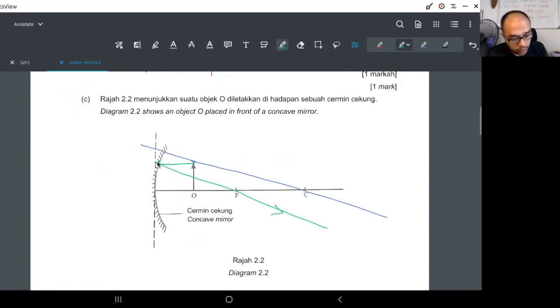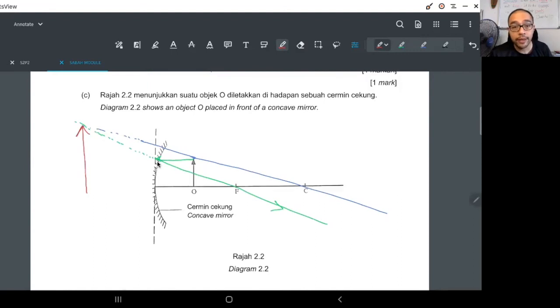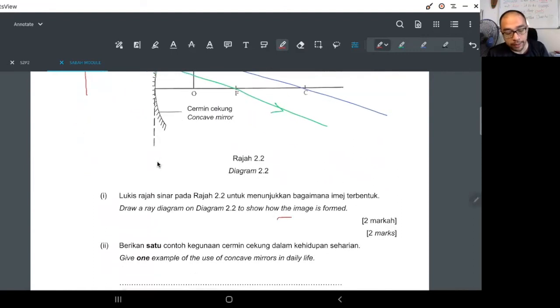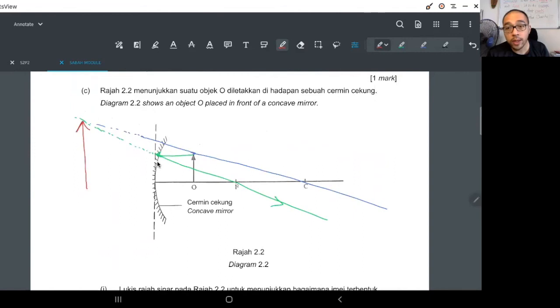Yeah. Okay. When you extend this to the back, okay, so it's going to meet somewhere here. So it's going to meet somewhere there, and so you will have the image formed there. There's only one situation where this happens, where the object is less than the focal length.